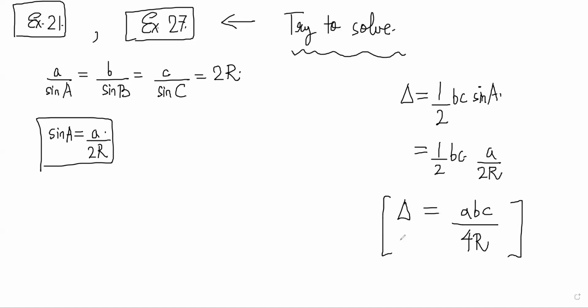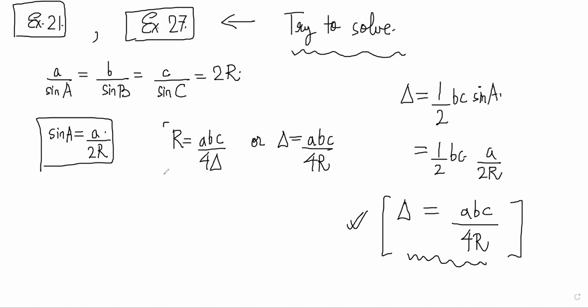right? Yes, sir. So this formula is connecting the circumradius to the area of the triangle and the sides. You have to remember this formula, it is quite important. So we can basically say that R is equal to abc by 4 delta, or area is equal to abc by 4R. These two versions. So this is a very important result. It will be useful later.